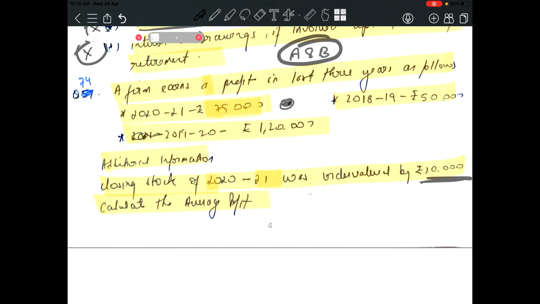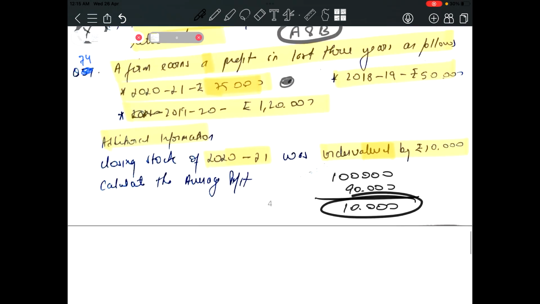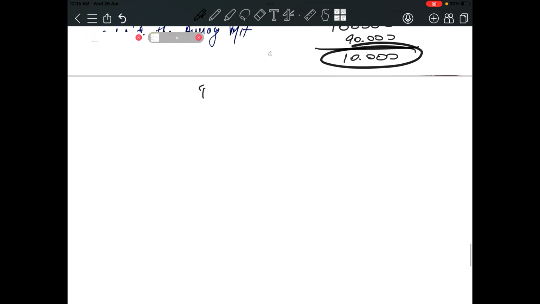Now see what will happen. The value of your closing stock in 2021 was undervalued. For example, the actual value of the stock is 1 lakh, but we have taken it as 90,000. So 10,000 is the undervaluation. Now what will happen? Let's try to understand. Let me give you an example with the trading account.